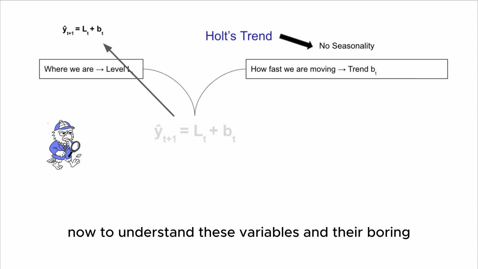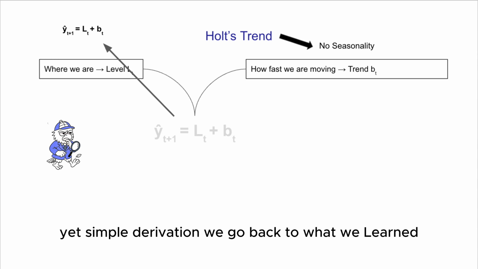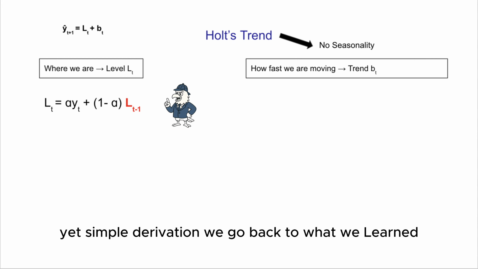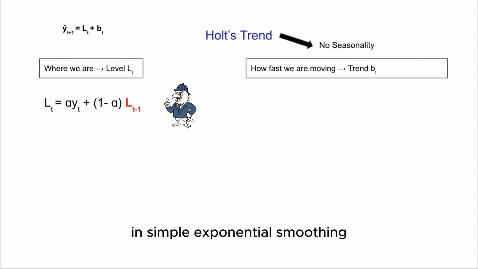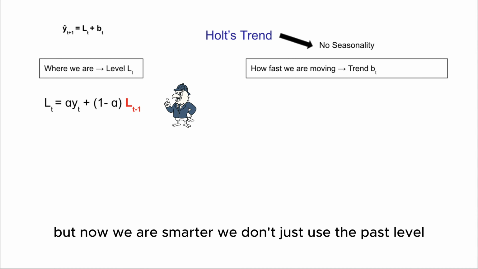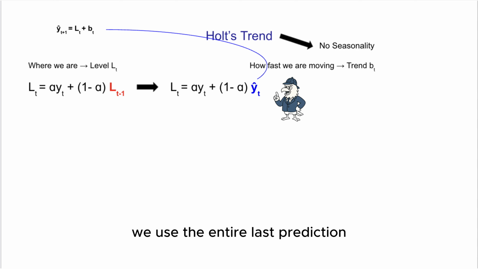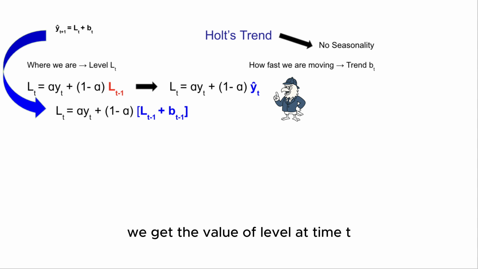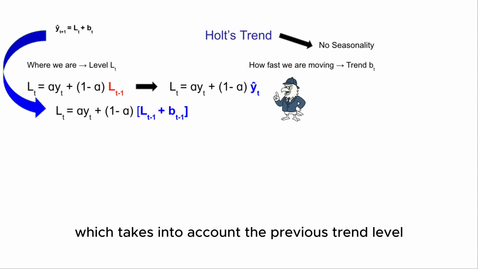Now, to understand these variables and their boring yet simple derivation, we go back to what we learned in simple exponential smoothing. We used only the previous level in it. But now, we are smarter. We don't just use the past level, we use the entire last prediction. Doing some substitutions, we get the value of level at time t, which takes into account the previous trend level.